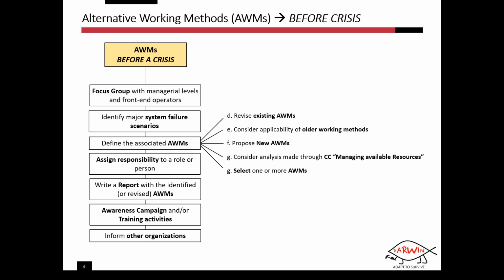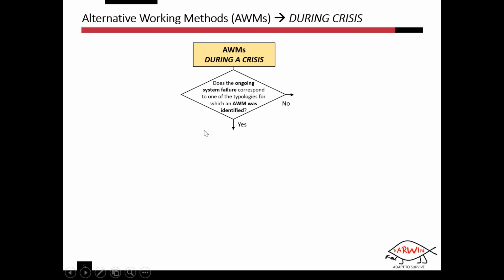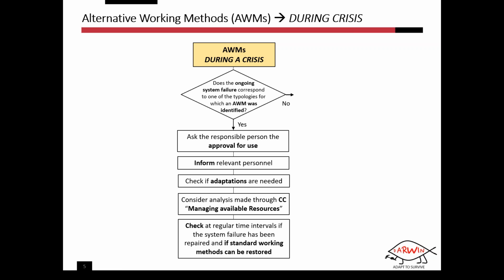I will just show now the process during a crisis, which is quite similar, just that you have to differentiate the situation whether the ongoing system failure, so the system failure which has been identified because you are already in a crisis situation, corresponds to one of the typologies of alternative working method that you had already identified, or it does not correspond. So the alternative working methods that were discussed and identified do not fit the crisis you are experiencing. So if it is a yes, you have the alternative working method, this is the process.